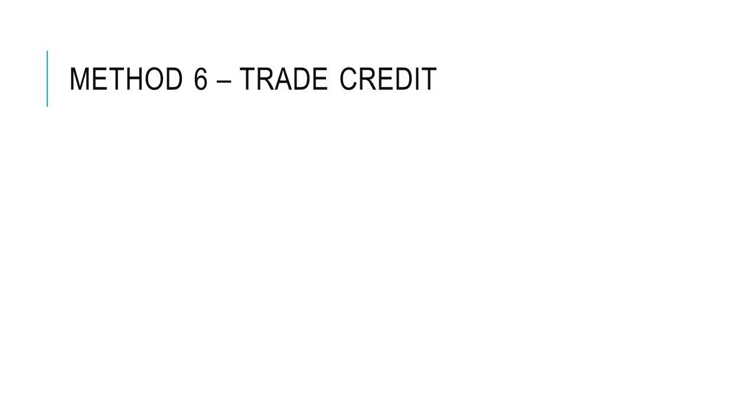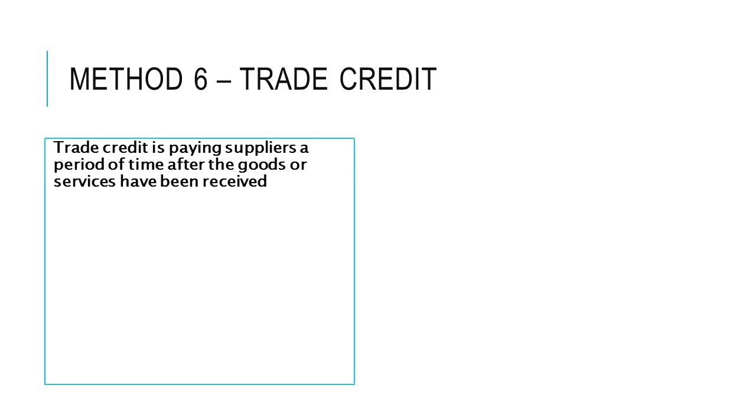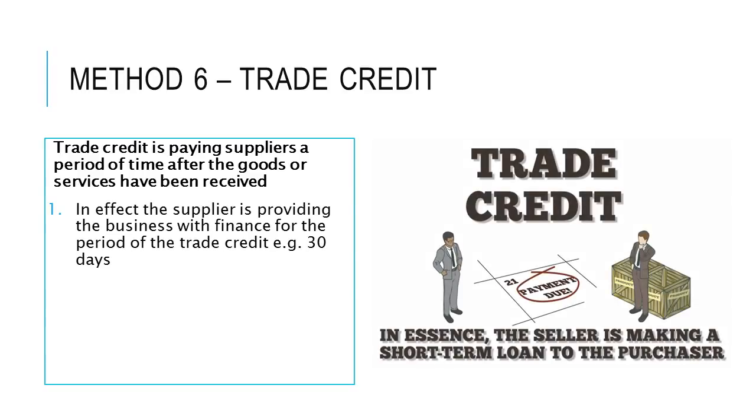Okay, method 6 is trade credit, and trade credit is paying suppliers a period of time after the goods or services have been received. So if you think about it, in effect, the supplier here is providing the business with a form of finance for the period of the trade credit. So if the business takes the products but hasn't paid, it's kind of like they've been lent the money by the supplier and then have agreed to repay them that debt at a later date. So we do consider it a form of finance.